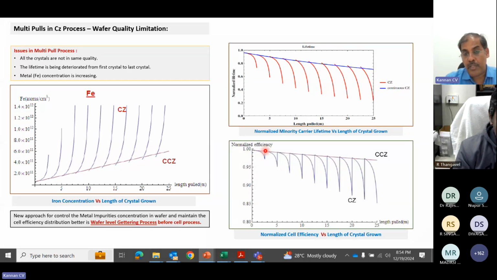So this one is the efficiency. When the minority carrier lifetime changes, the conversion efficiency also will change. Of course, there is a slight compromise in terms of efficiency, but overall, the continuous CZ process is still better than the batch process or the single crucible process.